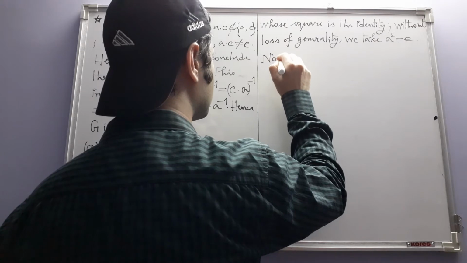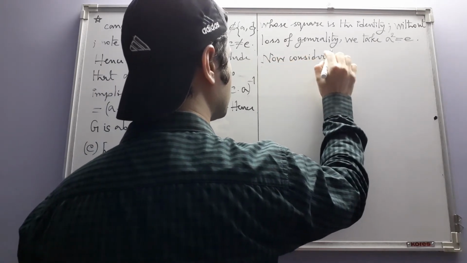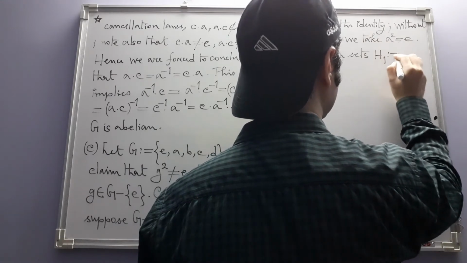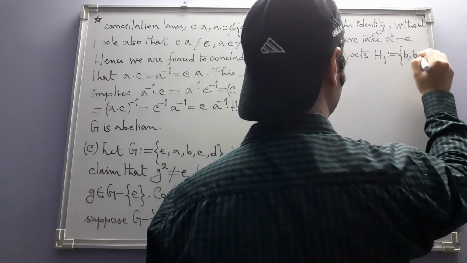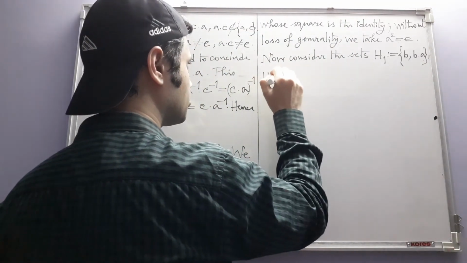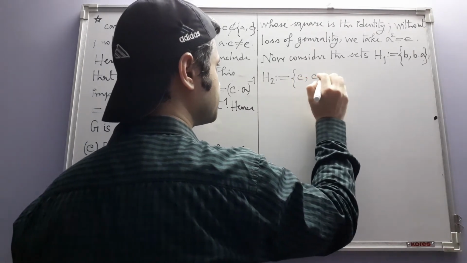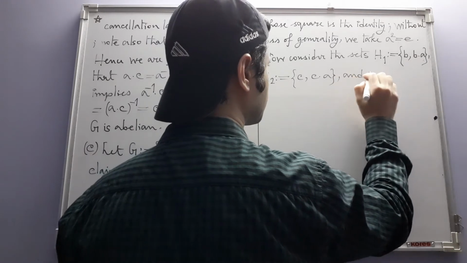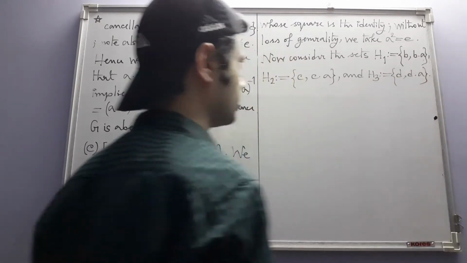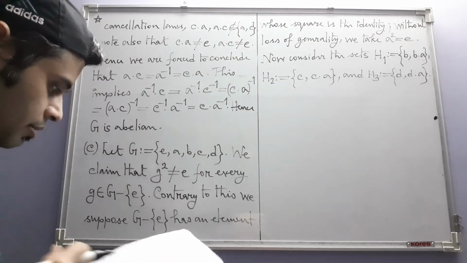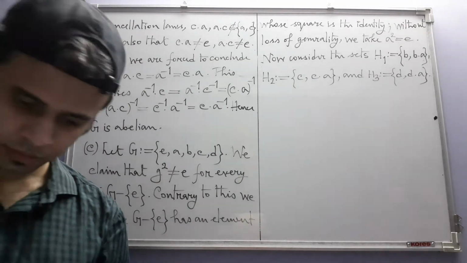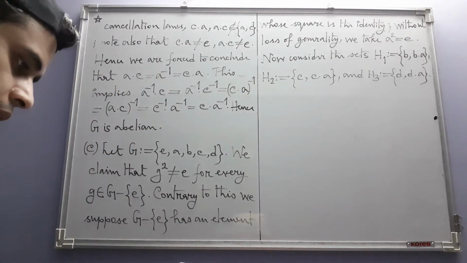Now consider the sets H1, B dot A, H2 and H3, D comma B dot A. I think it is B dot A. Let me just see, I should not make mistakes. Is it B dot A? Yes. Okay.